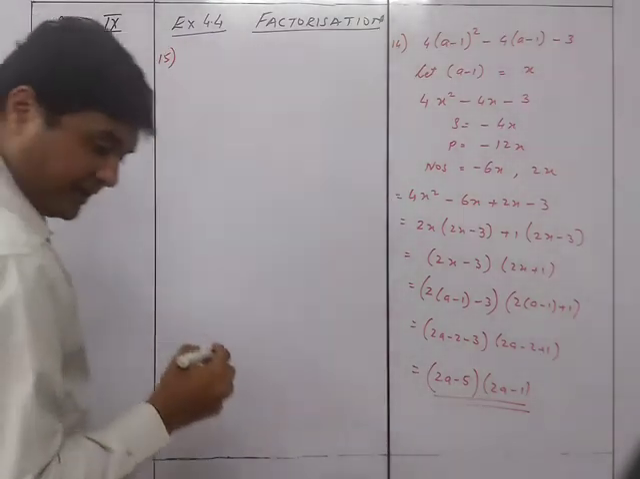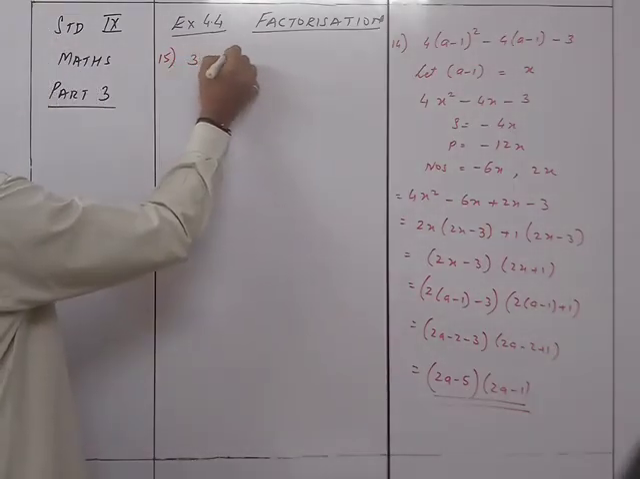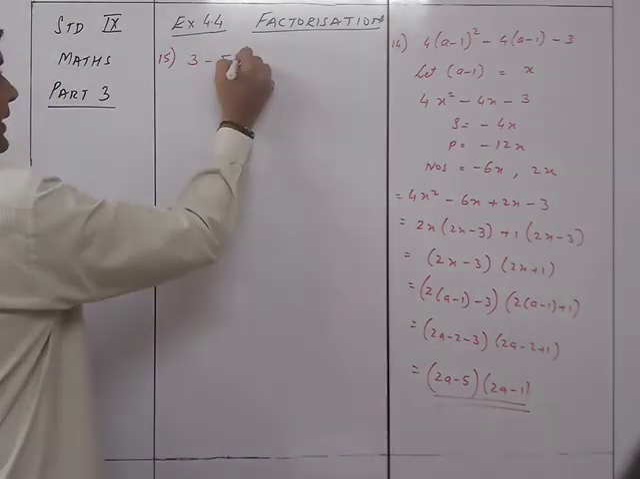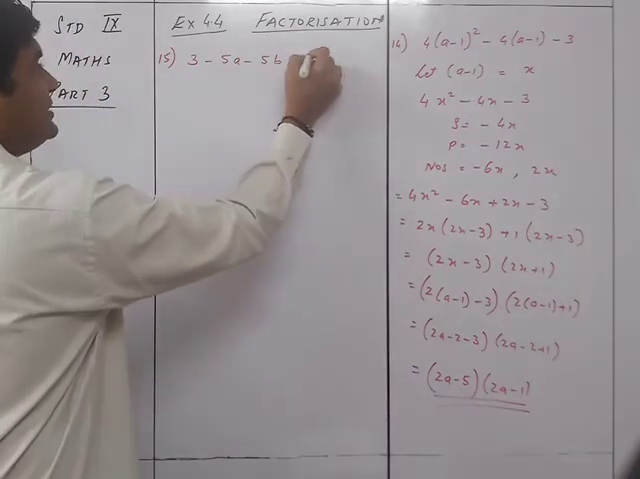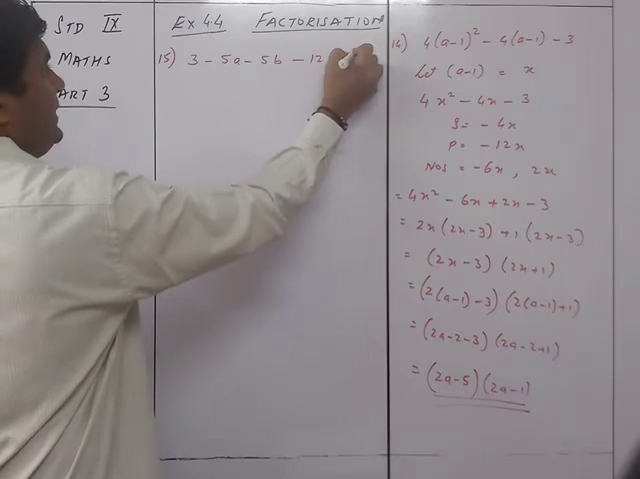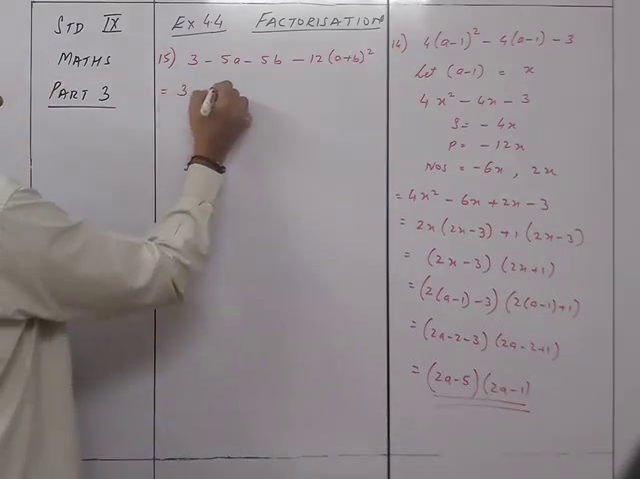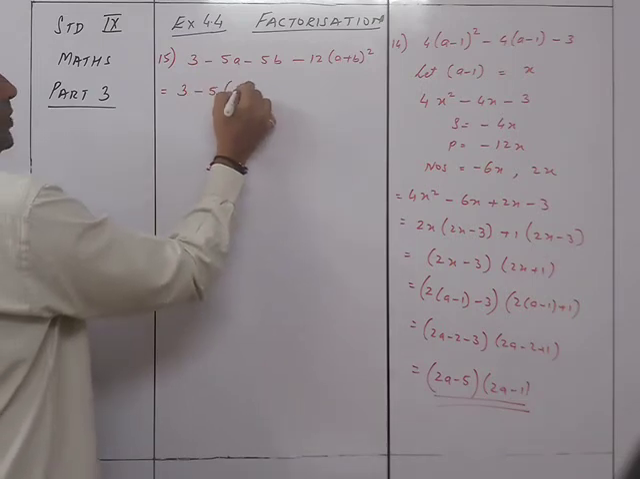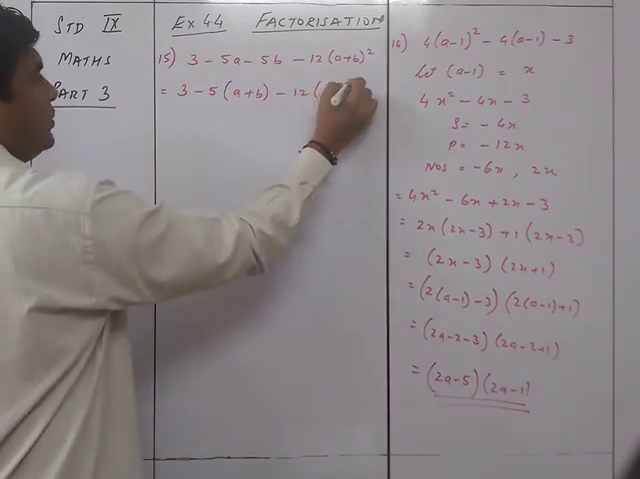Okay, sum number 15 is given as 3 minus 5a minus 5b minus 12(a plus b) the whole square. So you take this as: a minus 3 minus 5 common. It will be 3 minus 5(a plus b) minus 12(a plus b) the whole square.